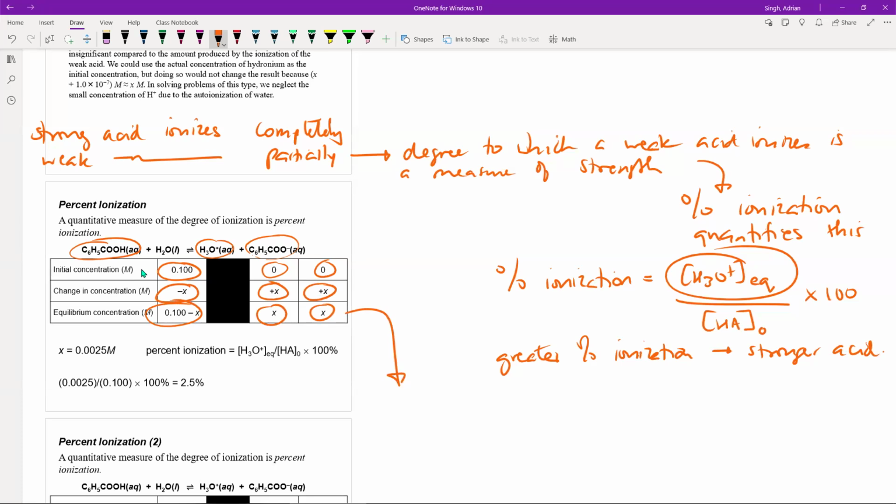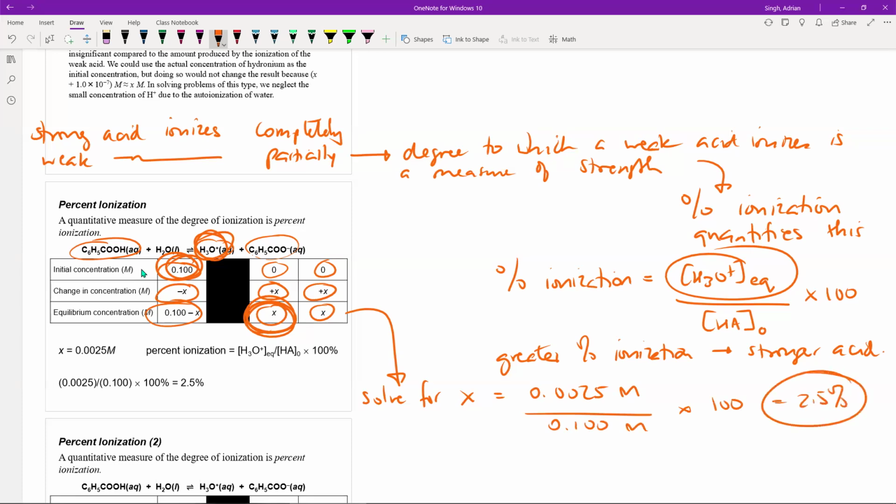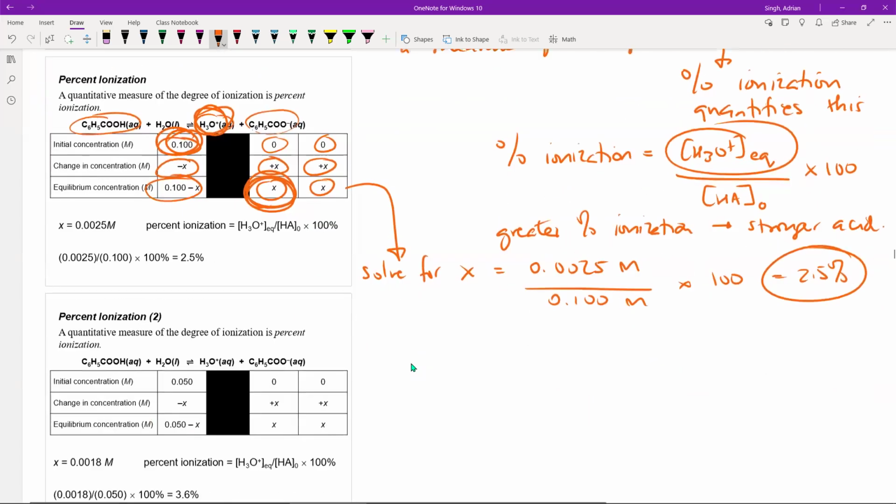So if we solve this for x, we end up with x being equal to 0.0025 molar. And x is the concentration of H+ at equilibrium. We're going to take that, divide it by the original concentration, which was 0.100 molar, and multiply that by 100. That's going to give us 2.5%. So that's very similar to what we did previously. Now, this is a quantitative measure of the percent ionization of that weak acid.